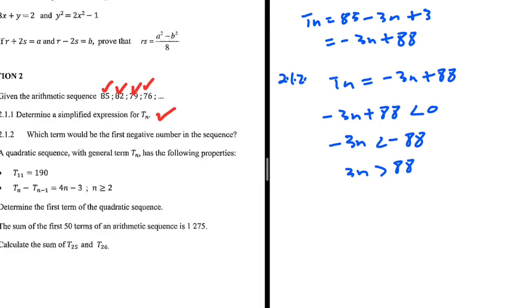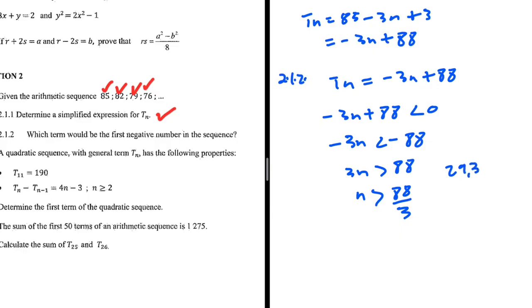You just need to think about this for 30 seconds, and then you will realize that if we divide by minus 1, the inequality must change. And then when we divide by 3 on both sides, we get n being greater than 88 over 3. 88 over 3 is about 29.33. I just put that in my calculator.